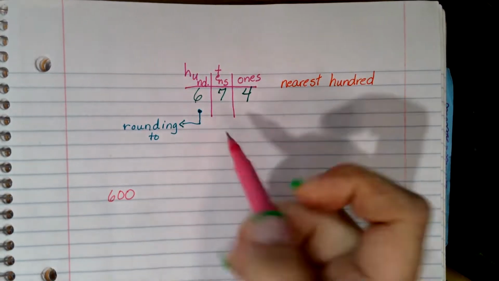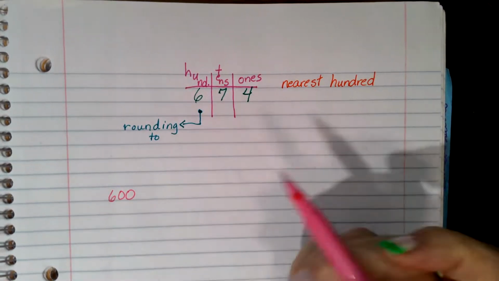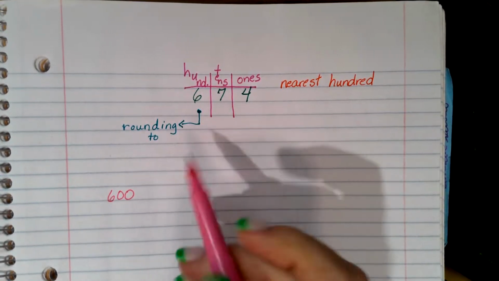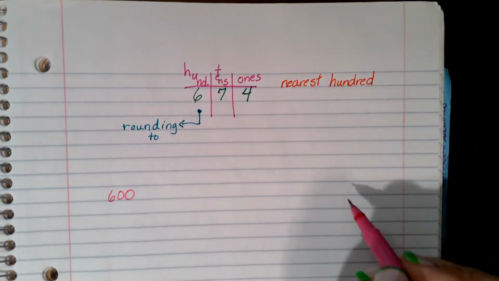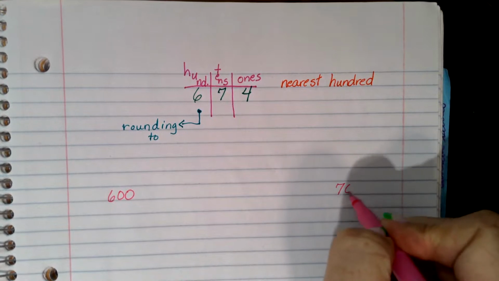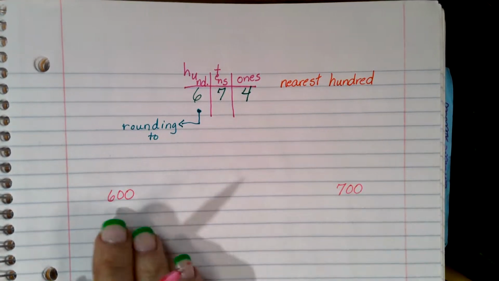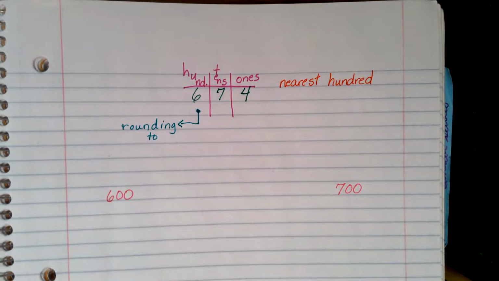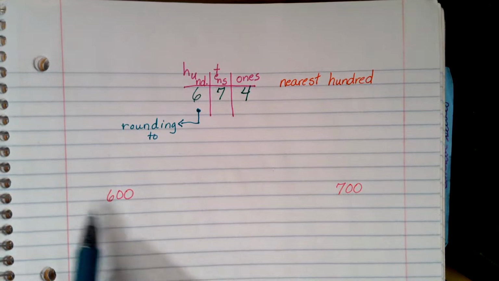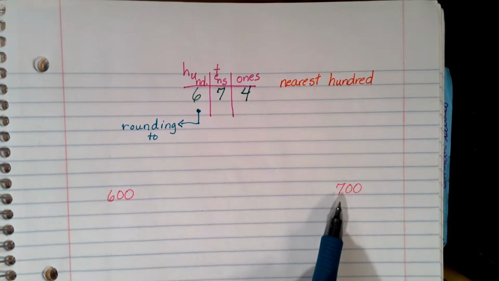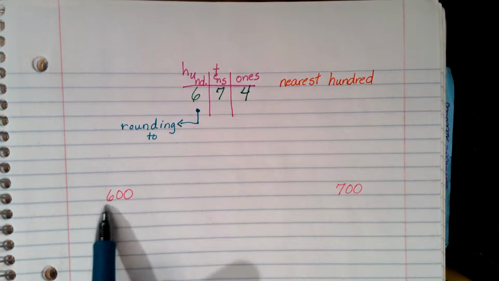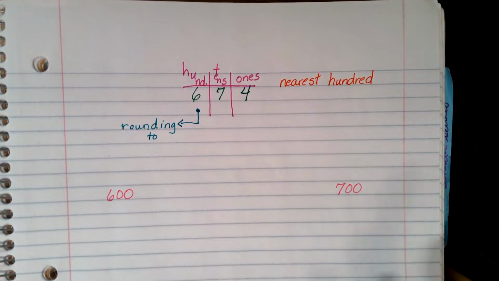And when I look at this number 674, it's a whole number, I know that that number comes between the numbers 600 and 700. Those are the two hundreds that this number comes between. What I have on the ends of my number line have to match what I'm rounding to. Rounding to hundreds. This number's in the hundreds, this number's in the hundreds.